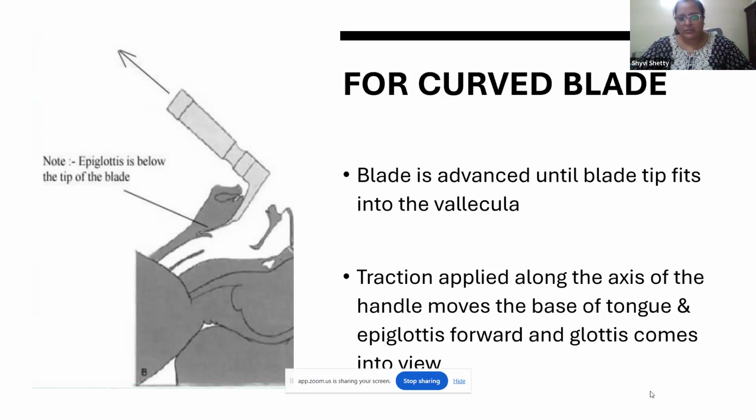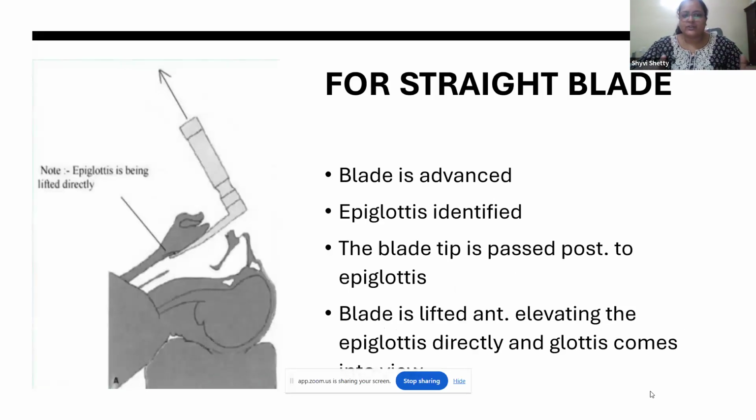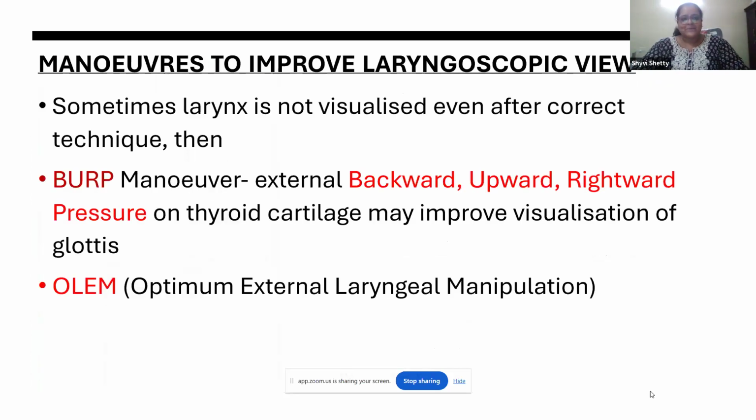For the straight blade, if you see in the picture, the epiglottis is being lifted directly. So the blade is advanced, the epiglottis is identified, the blade tip is passed posterior to the epiglottis, and the blade is lifted anteriorly, lifting the epiglottis. Basically, we're including the epiglottis while doing the scopy, which is most likely done in a pediatric case.